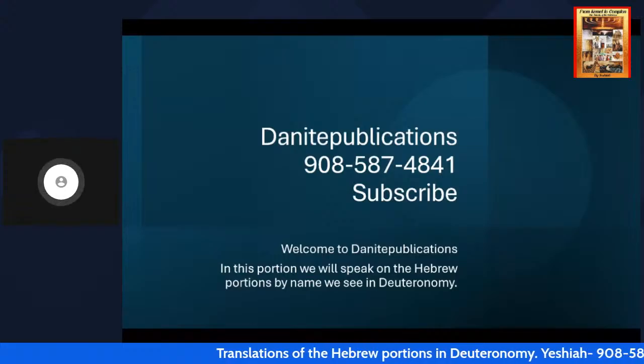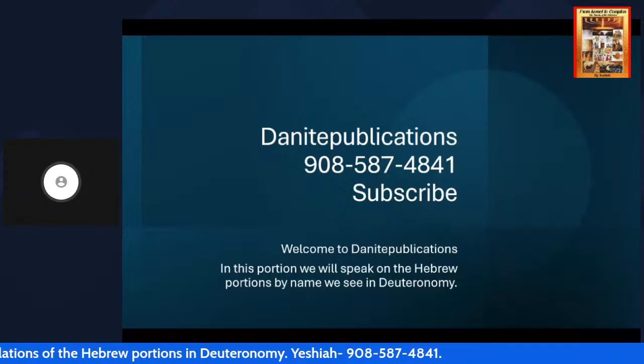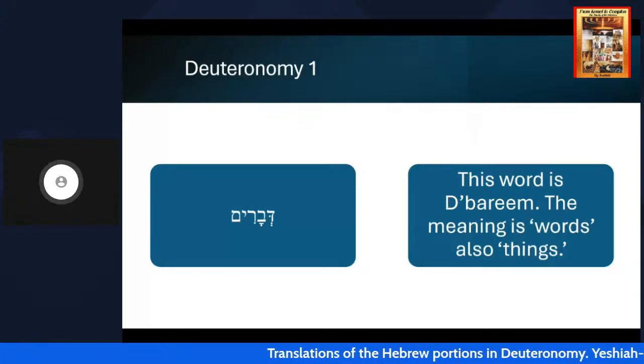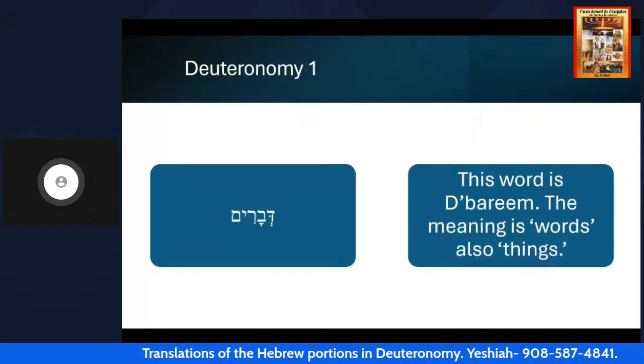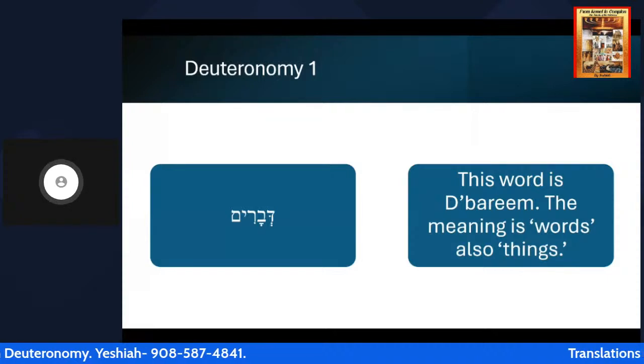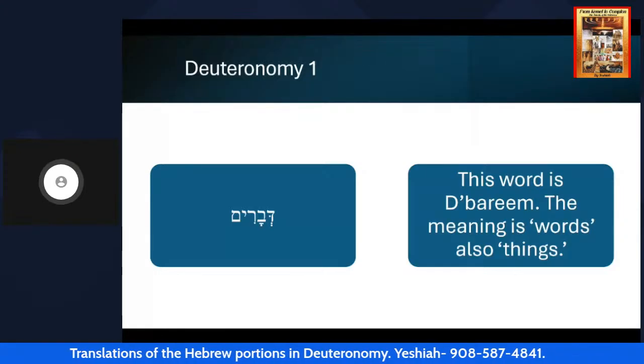In this portion, we will speak on the Hebrew portions by name we see in Deuteronomy. Deuteronomy chapter 1 is where it starts. And the word that we see there on the left-hand side is the Hebrew word debarim. The word debarim means words or things. Its singular is the word dabar, meaning word or thing.